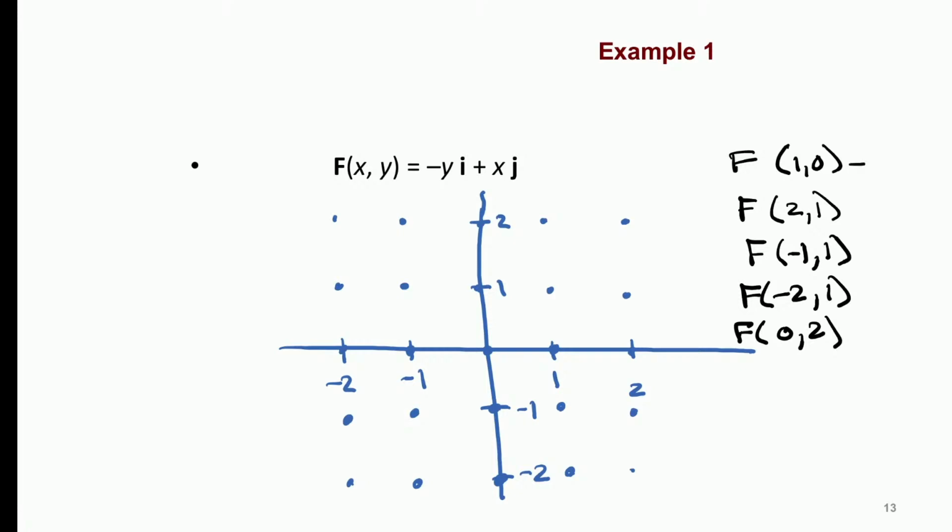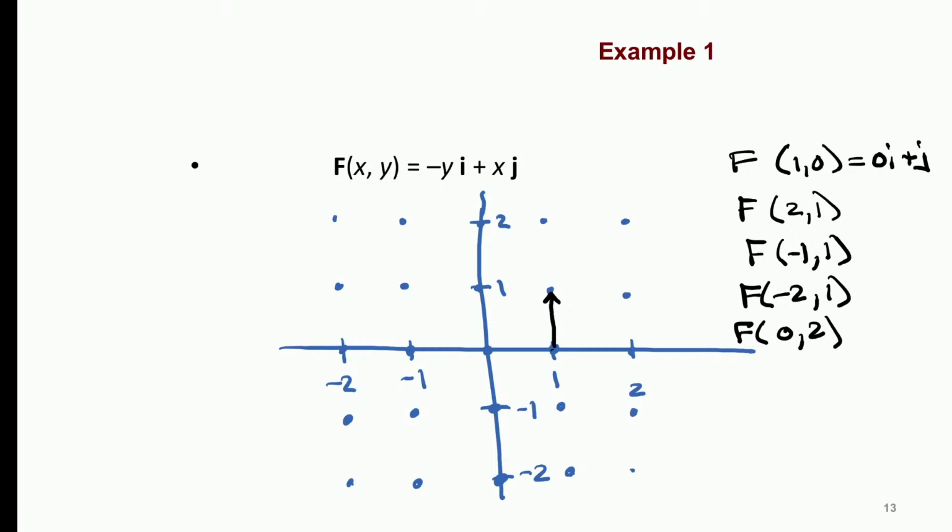Okay, so for f of 1, 0, if I plug 1 in for x, 0 in for y, I get the following vector, 0i plus j. So 0i plus j, and that corresponds with this vector. Starting at the point 1, 0, I'll draw the vector. It's 1 unit long. It goes straight up. Does that look good? Yeah. Is it not 1i plus 0j?